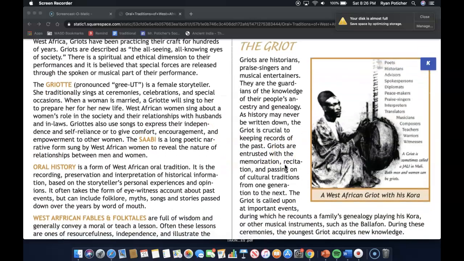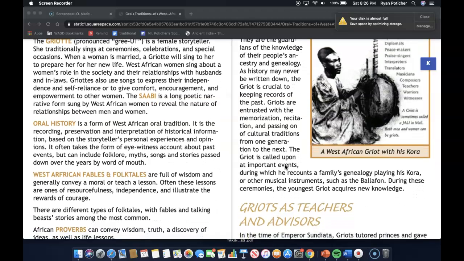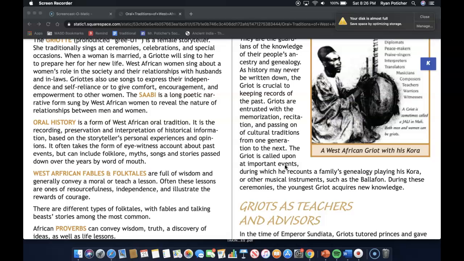Griots are historians, praise singers, and musical entertainers, and they are the guardians of knowledge of their people's ancestry and genealogy. But as history may have never been written down, the griot is crucial in keeping records of the past. Griots are entrusted with the memorization, recitation, and passing on of cultural traditions from one generation to the next.